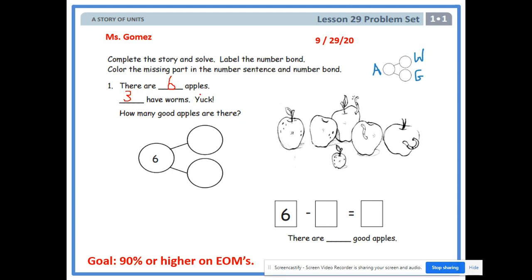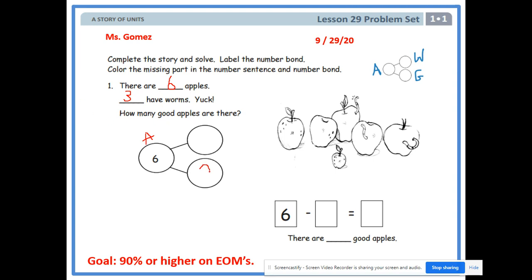So they already gave you your whole number or your total, which is the number 6 in your number bond. And they also put it in your subtraction sentence. And we can go ahead and label our number bond with an A because we're talking about apples. And then what is a part that is given? How many apples have worms? Get ready. 3. So that is a part that is given.